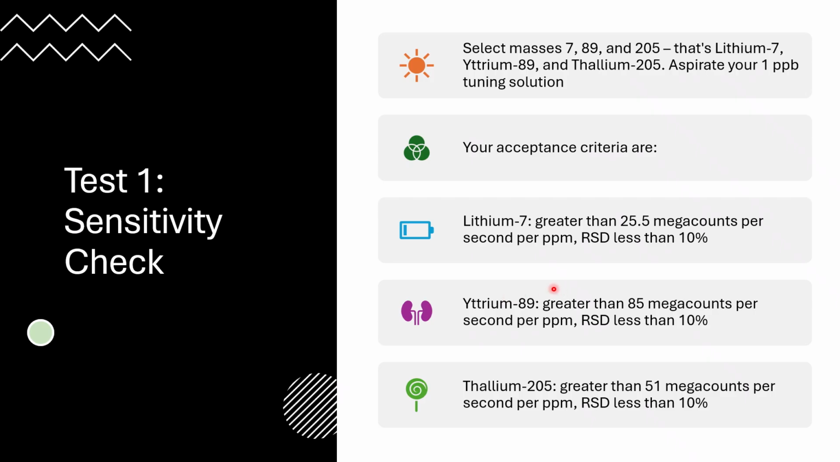So the acceptance criteria for this is that lithium should be greater than 25.5 megacounts per second per ppm and the RSD should be less than 10%. For yttrium, it should be greater than 85 megacounts per second per ppm and the RSD should be less than 10%. And for thallium 205, it should be greater than 51 megacounts per second per ppm and the RSD should be less than 10%. If you're not meeting these criteria, you may need to adjust your nebulizer flow or check for sample introduction issues.